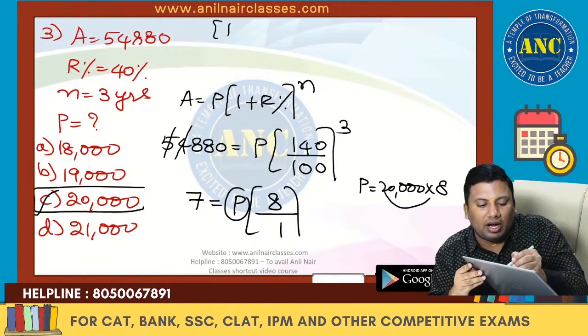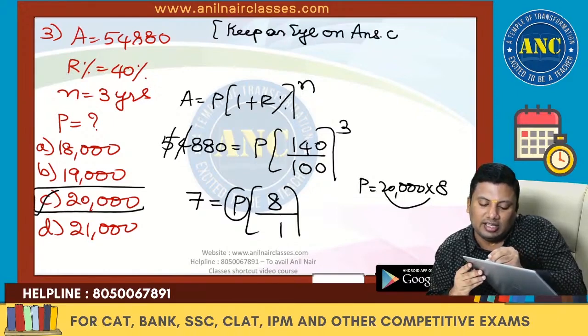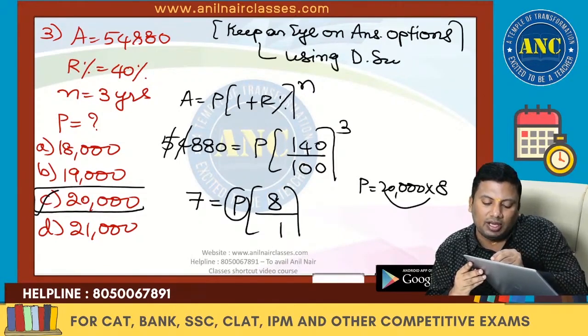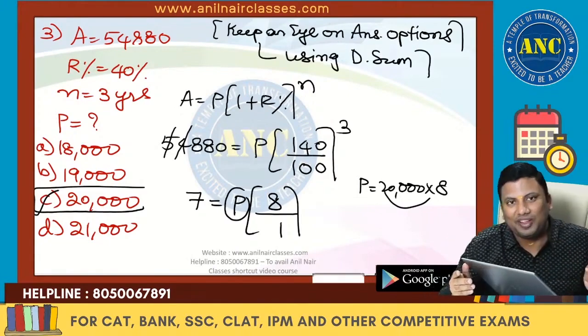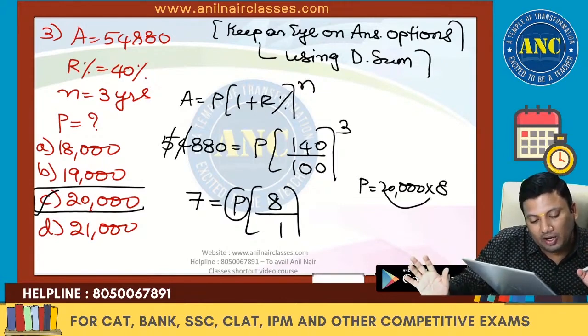Keep an eye on answer options always. Sometimes the most difficult questions can be solved very easily if you know these concepts. Keep an eye on answer options using digital sum concept. Digital sum is like an acid test. First, keep an eye on the answer option.